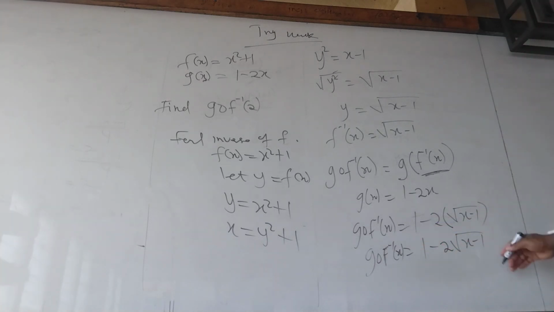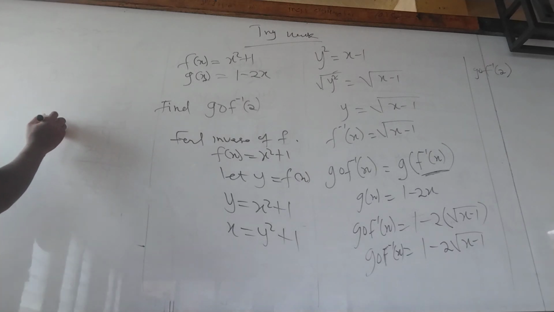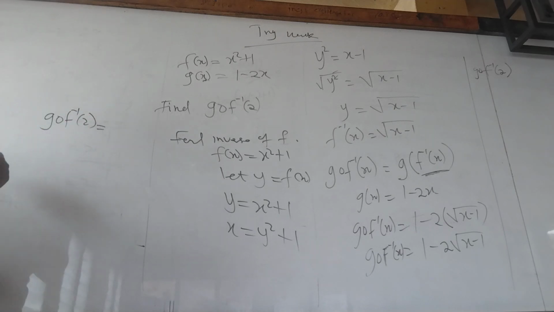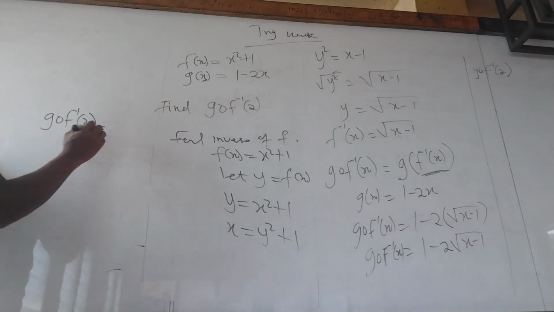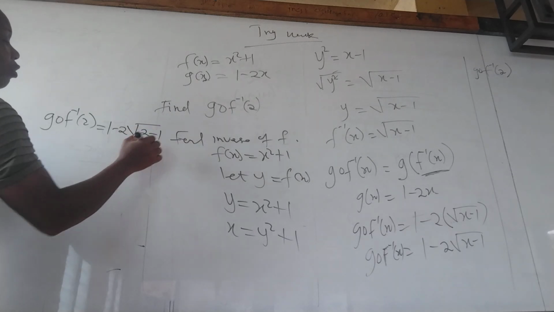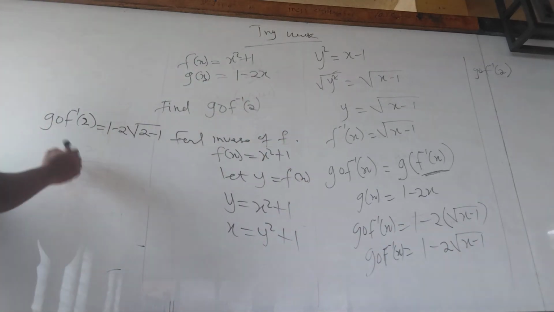That's not all. They ask us to find g of f inverse of 2. So that's what we are coming to do. Let me take it to this side. The g of f inverse of 2 is going to be equal to, we are going to substitute 2 into this function wherever we see x. So we are going to have 1 minus 2 root of 2 minus 1. The x is now 2 in this function.